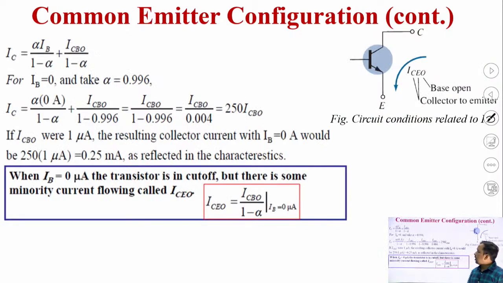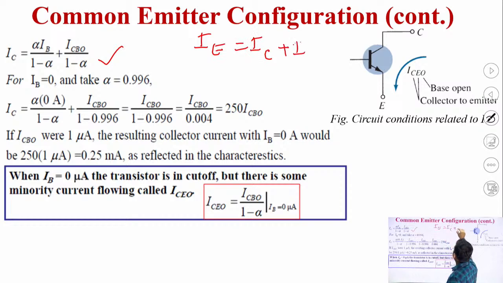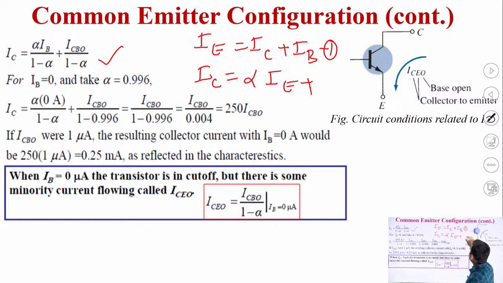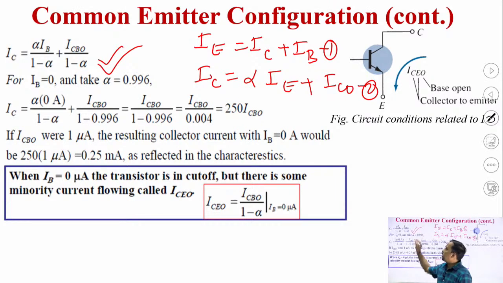So also we have a small equation which we can derive using these two equations. Equation number 1, and we have the second equation, IC equals alpha times IE plus ICO. We can use equation number 1 and equation number 2 and obtain an equation which is IC equal to alpha times IB divided by 1 minus alpha plus ICBO divided by 1 minus alpha.